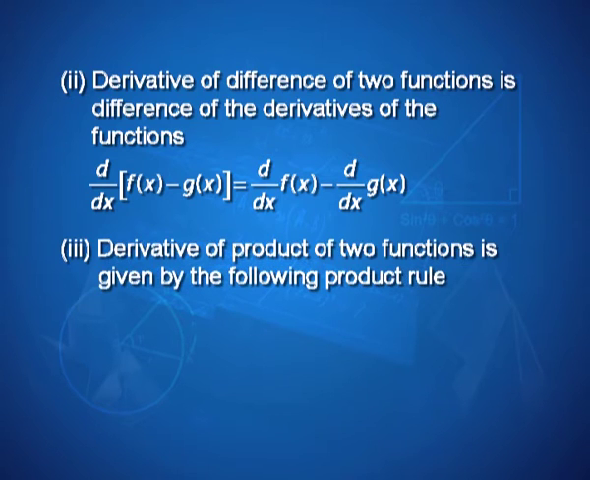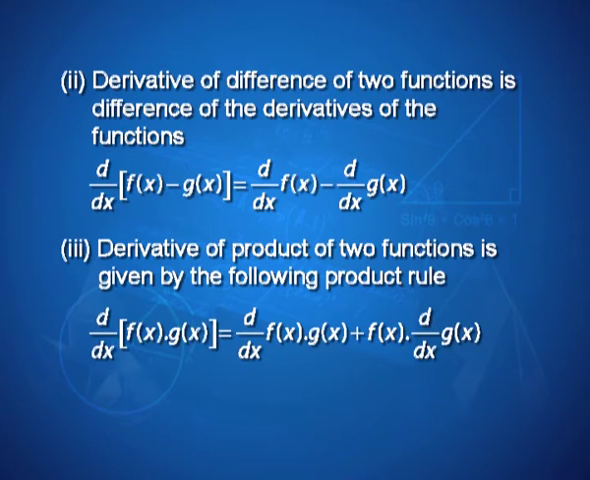Similarly, derivative of product of two functions is given by the following product rule: d by dx of (f of x into g of x) is equal to (d by dx of f of x) into g of x plus f of x into (d by dx of g of x). Similarly, we have the fourth one here.